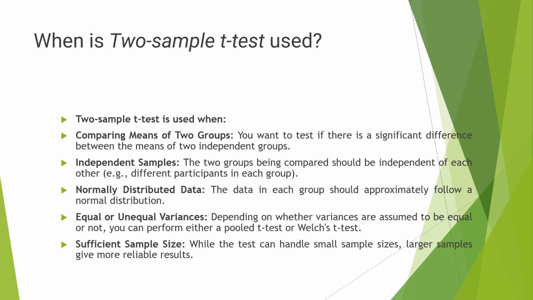Normally distributed data: the data in each group should approximately follow a normal distribution. Equal or unequal variance: depending on whether variances are assumed to be equal or not, you can perform either a pooled t-test or a Welch t-test. Sufficient sample size: while the test can handle small sample sizes, larger samples give more reliable results.